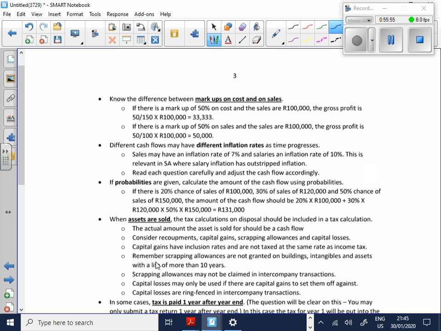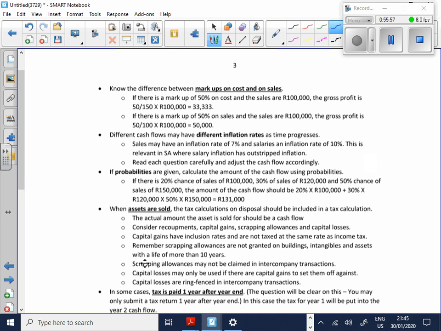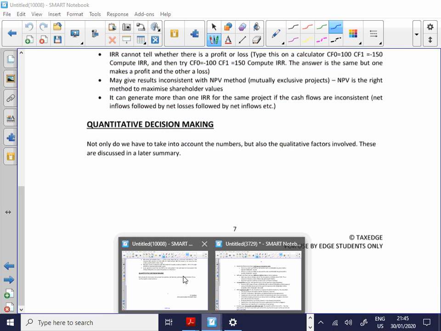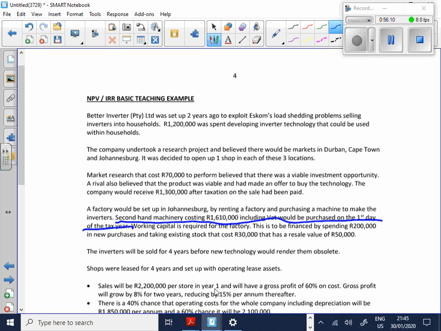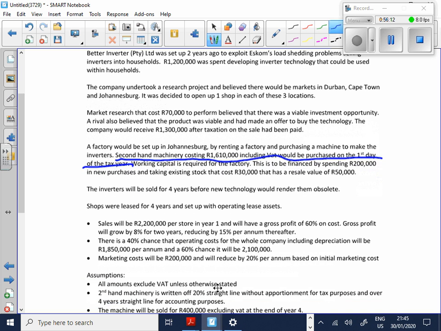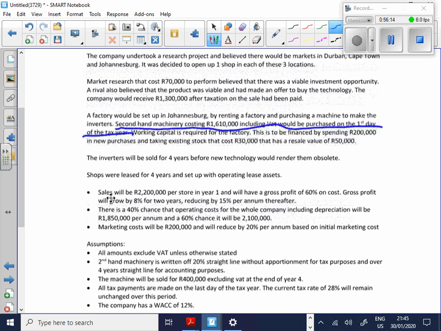Okay, next one. It says, know the difference between markups on cost and on sales. So what I'd like you to do is, will you please just do sales in the question? And I'll ask you to try to do sales now. Guys, so here we go. It says sales will be 2.2 million per store in year one. And we'll have a GP of 60% on cost. Gross profit will go by 8% for 2 years, reducing by 15% per annum thereafter.